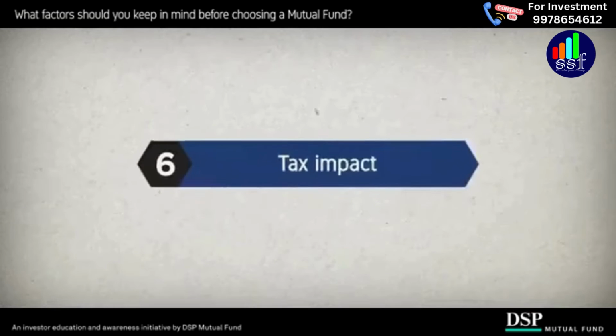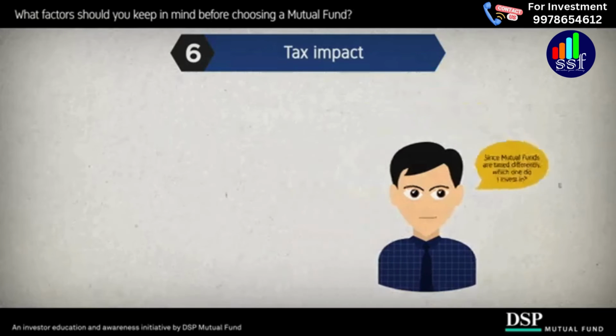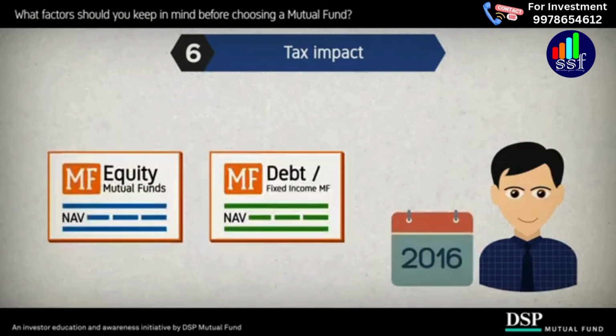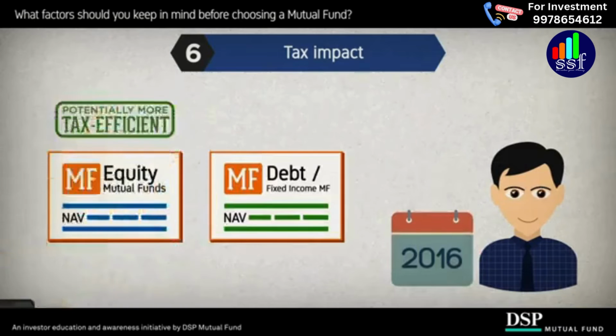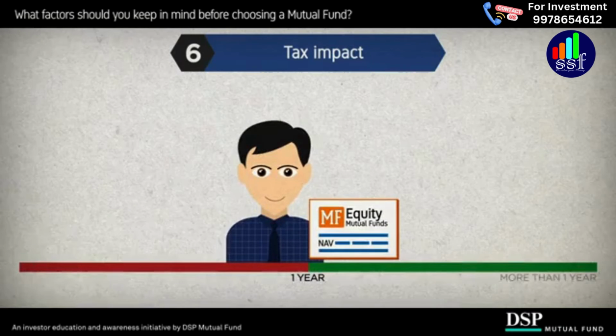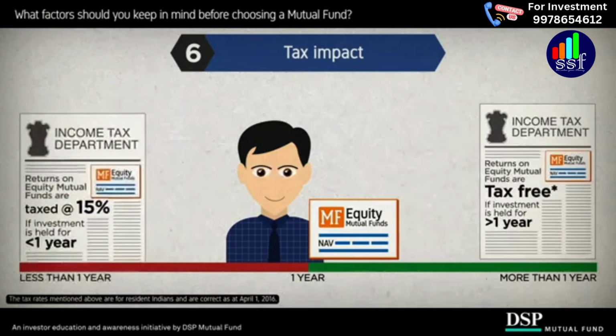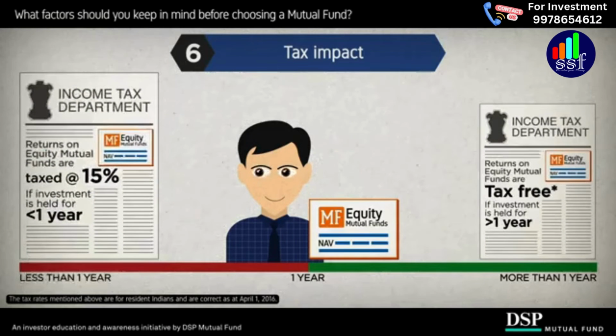Tax impact. Different mutual fund categories are taxed differently, which can also influence your selection. For instance, in 2016, equity-oriented funds can be more tax efficient than debt-oriented funds. In fact, if you invest in an equity-oriented fund and hold your investment for more than 12 months, the profits on your investment are completely tax-free. However, holding for less than 12 months attracts tax at 15%.